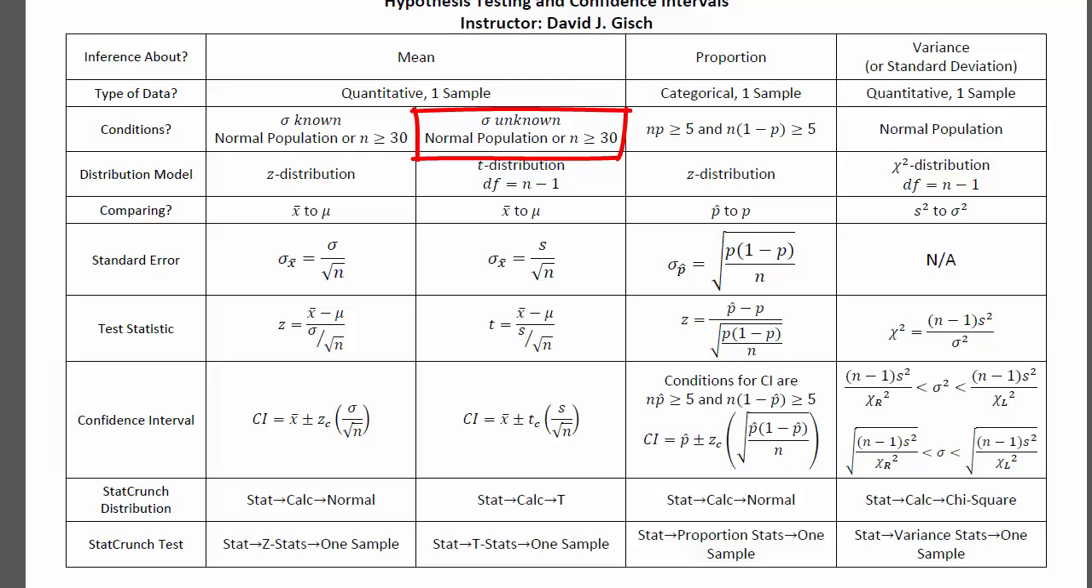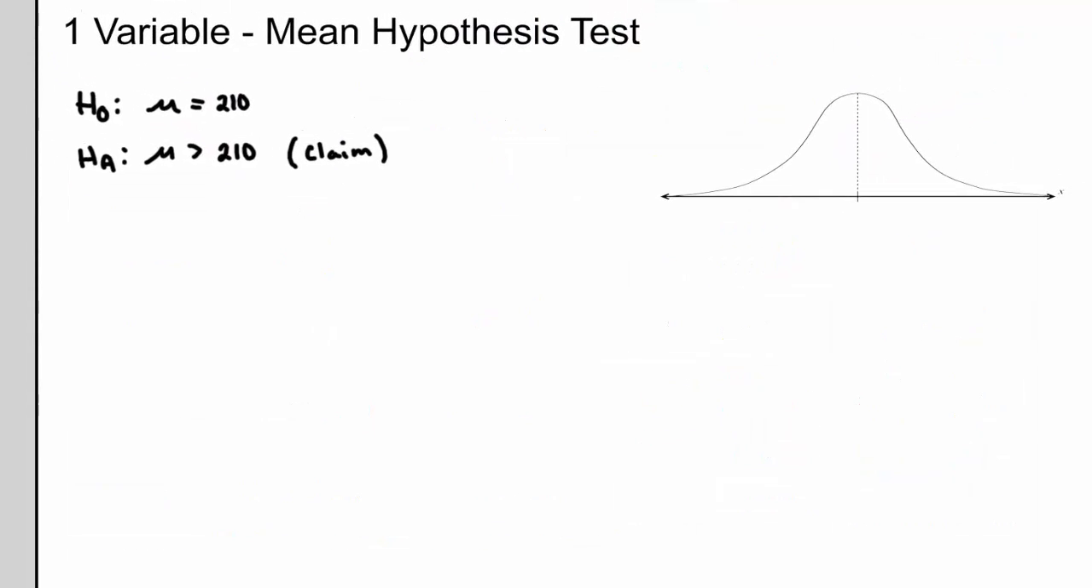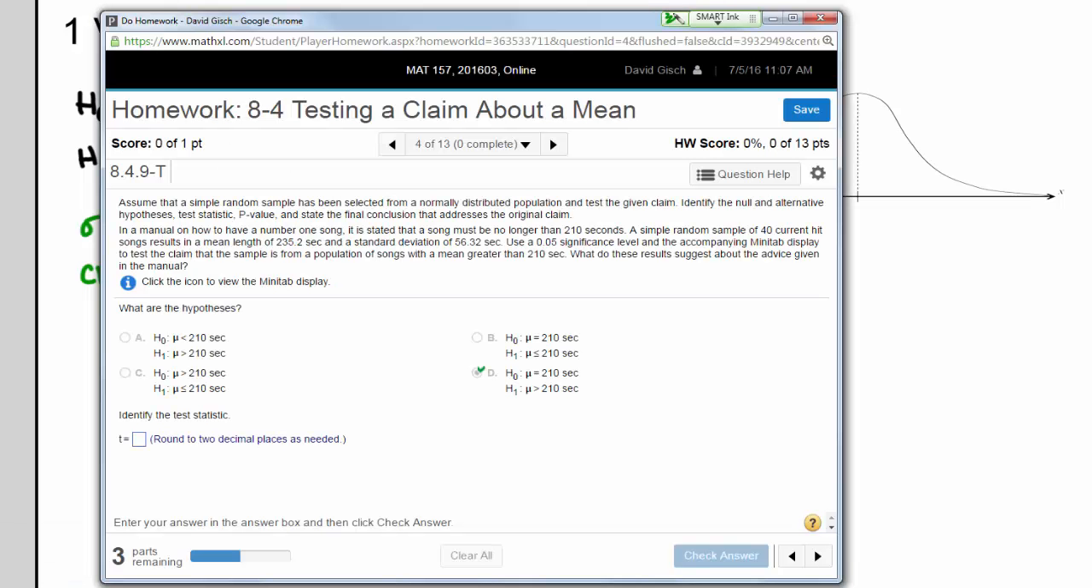Alright, so if we jump back though, maybe make a note of that. Sigma is unknown, therefore we're using a t distribution. Also, we should always check conditions, because again, if your conditions fail, then you can't do the test. Now most of the time the conditions are always going to pass, because if they didn't, then there would be nothing to do in the homework.